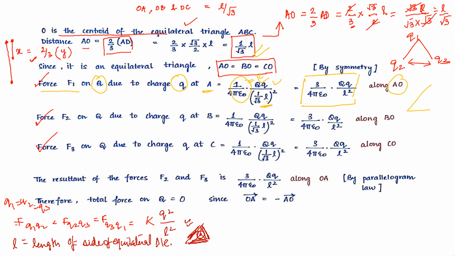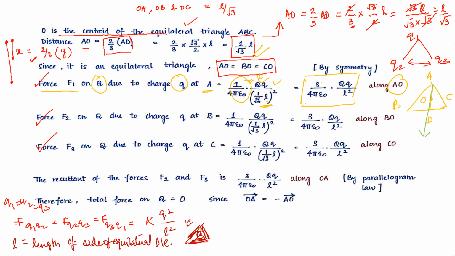So see here, again I am making the triangle. This is A, C, B, and this is our bisector D. And this is our O. So what they are saying, the force is in the direction of AO. AO implies this direction.